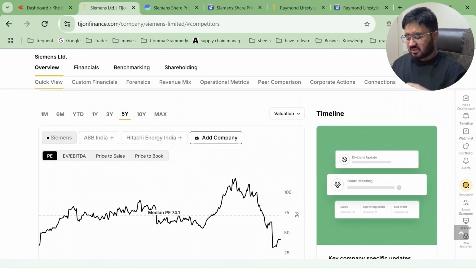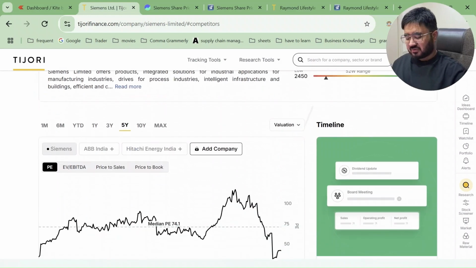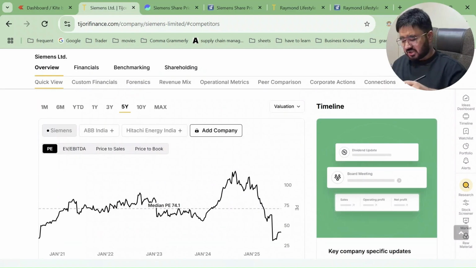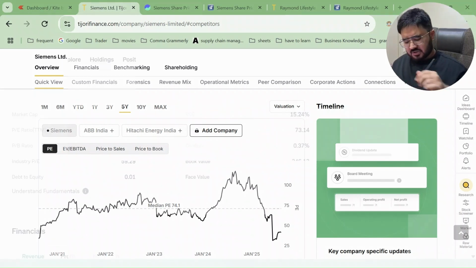Right now it's how much? It's 44. So with this interpretation, it is cheap, right? Now we have compared it with itself. Let's compare it with the industry.